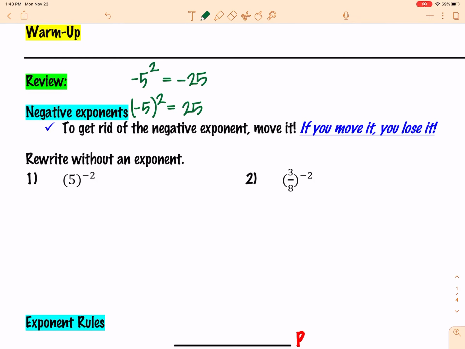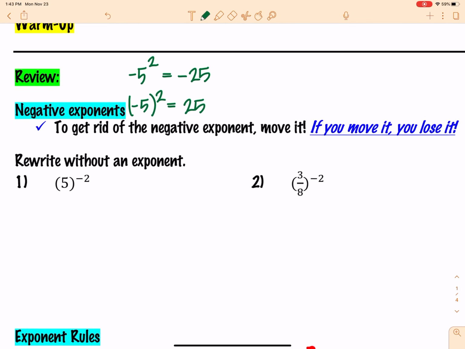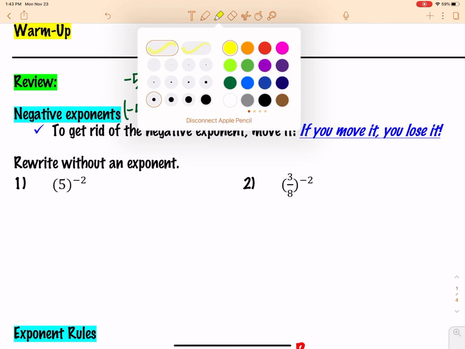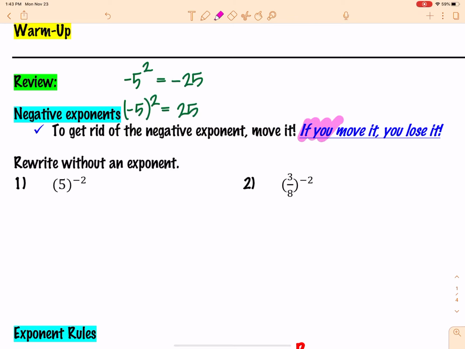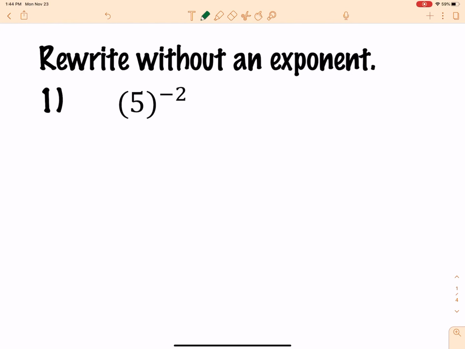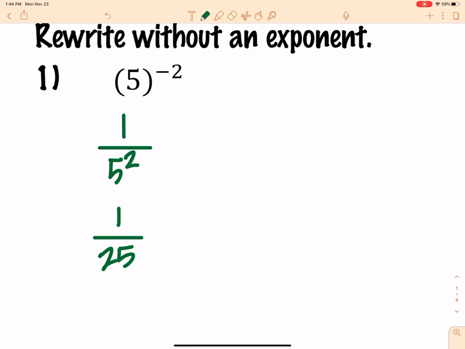That should be reviewed definitely, as well as negative exponents. So this is not to confuse with that. To get rid of a negative exponent, you need to move it. And again, remember the rule, we did this at the beginning of the year with course readiness: if you move it, you lose it. That's how you lose the negative exponent. You will never give me an answer with a negative exponent. That's not simplified enough. So for example here, 5 to the negative second power just moves to the bottom. And all you have to do now is just simplify. 1 over 25 is your answer.